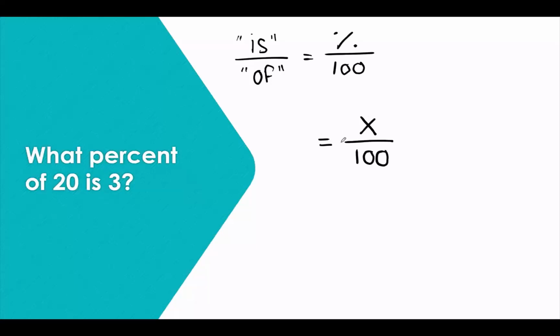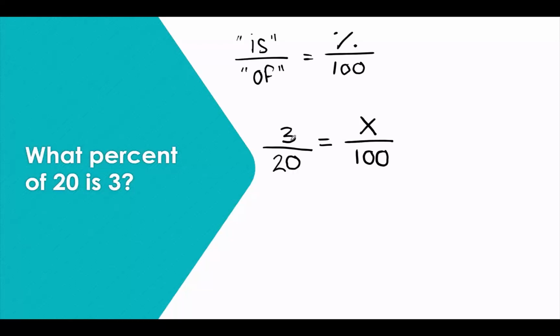What percent of 20? So I hear my of, which is my keyword for my denominator, and the number 20. So the 20 is going to go in the of blank of the formula. And now I have what percent of 20 is 3. So there's my keyword is, and there's a 3 right next to it, so the 3 is going to go in the is blank of the formula. So here's what our filled in the blank equation looks like. 3 over 20 equals X over 100.